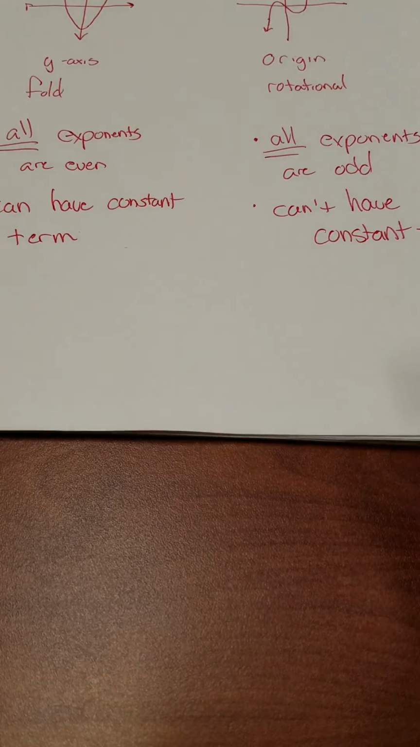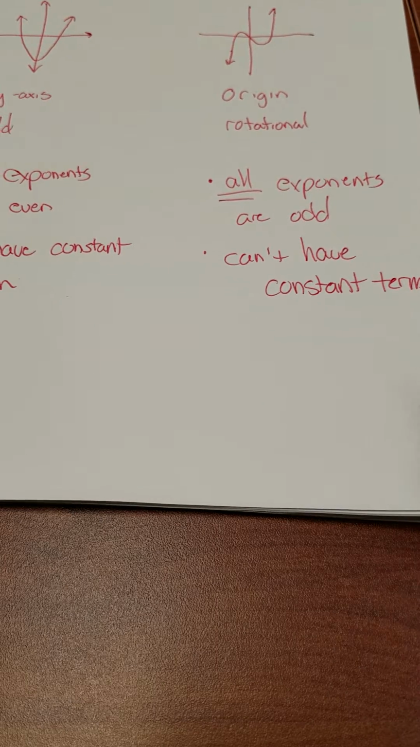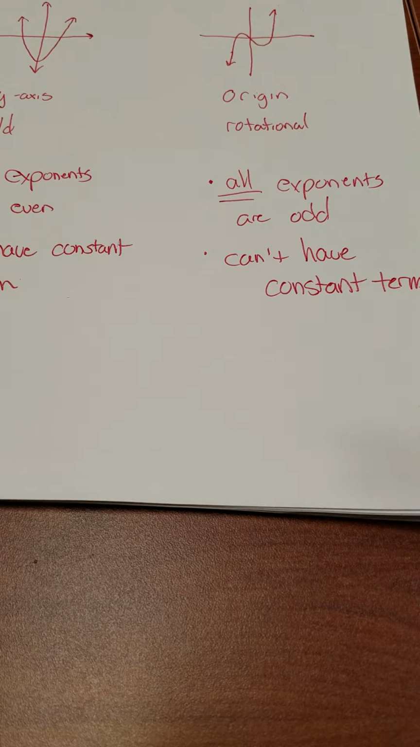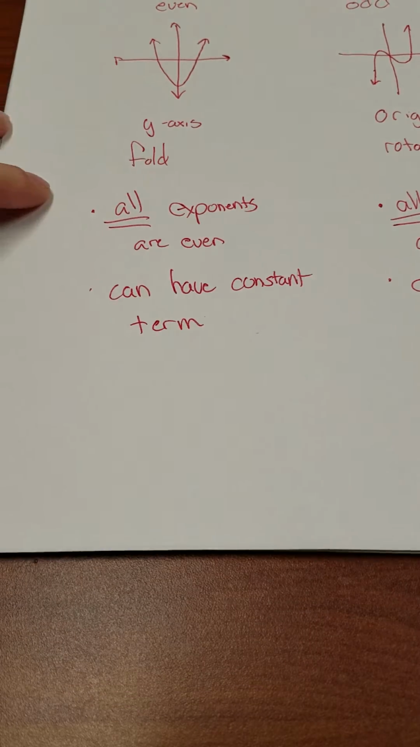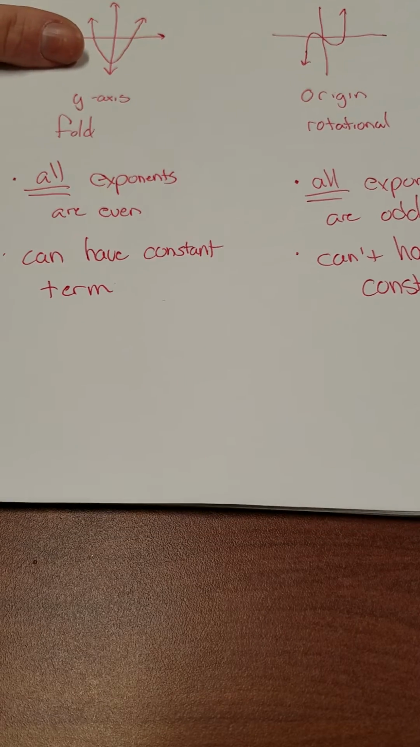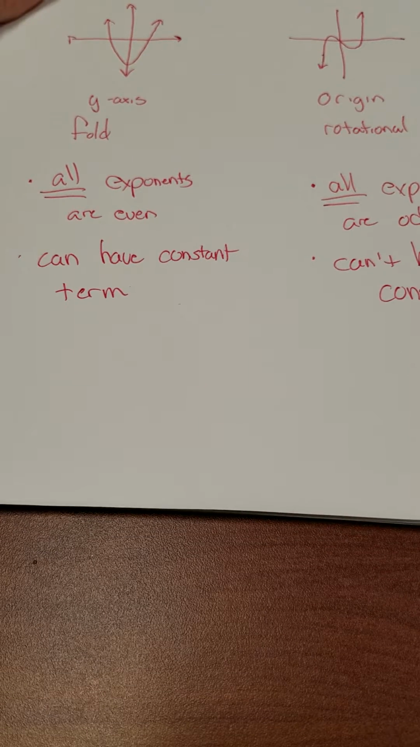If it is a mix of these two different things, it has some even exponents and odd exponents, then it's neither. If it is all odd exponents and a constant term, it is neither. So let's look at a couple of example problems. If you don't have these notes down, please take a second, pause, and get them.